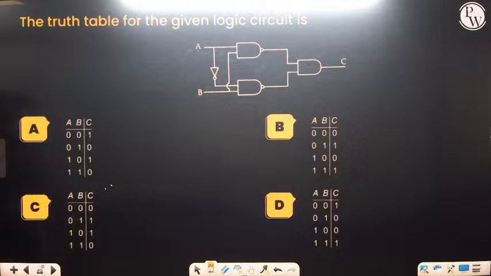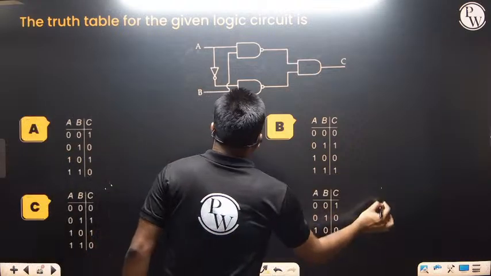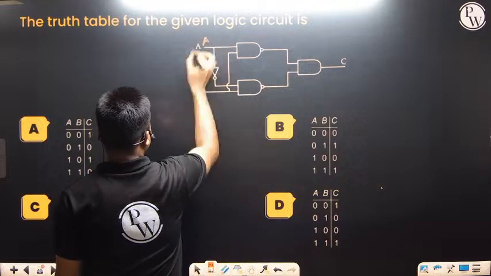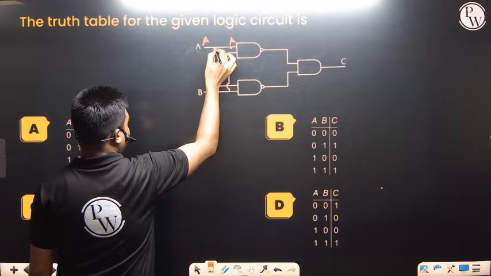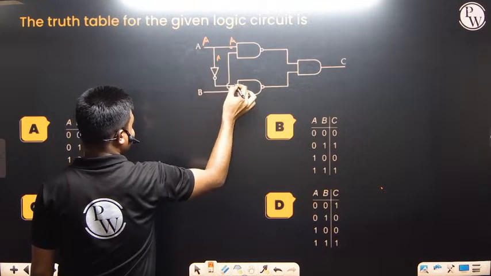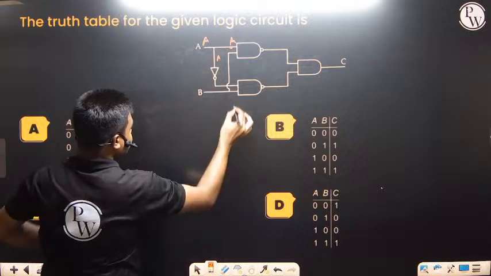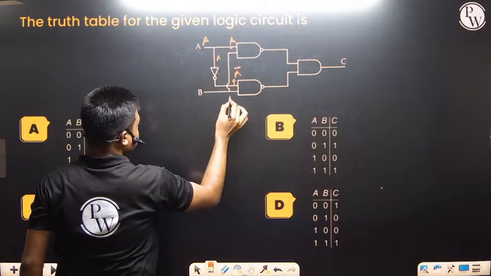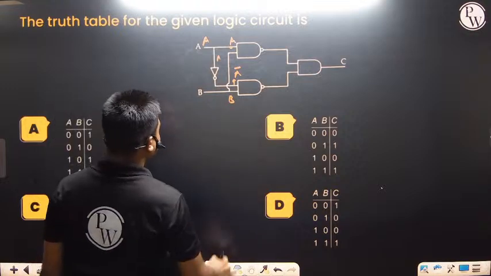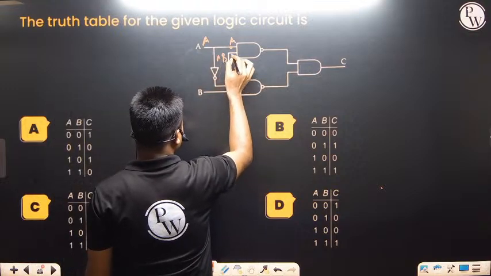Okay, so the last question of this we have. So this one is A. Okay, this input is also A. Here it is A, but as it is jumping this NOT gate, this side input will be A bar, right? And this one is B, just B. And this also is just B at this particular point.